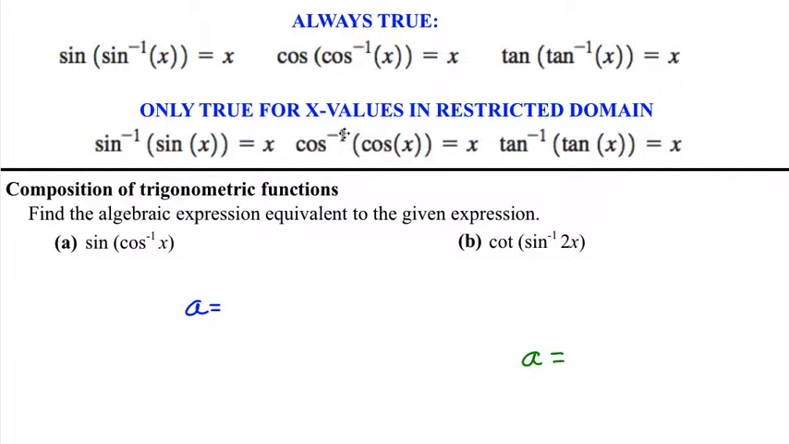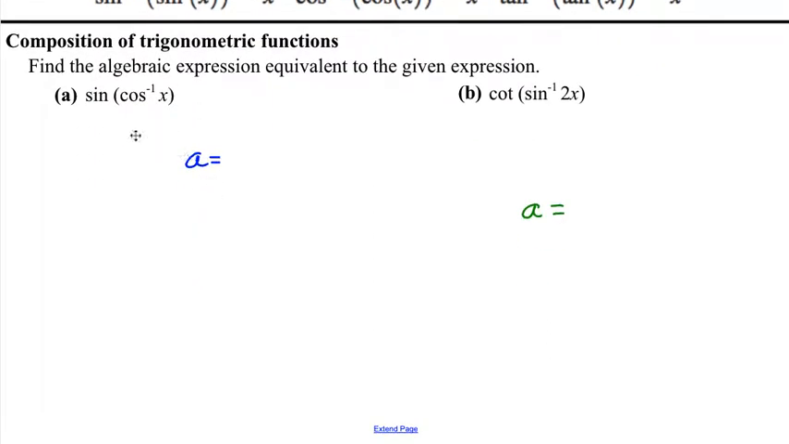Okay, and you'll see how that comes into play. Actually, we already had one example of that, but you'll see that it's always going to be just within your restricted domain. All right, composition of trig functions. Let's take a look at a couple of these.